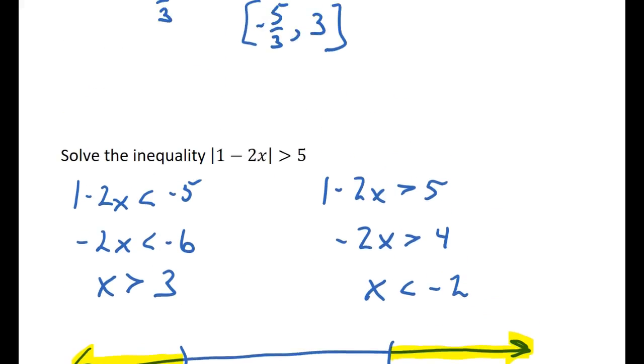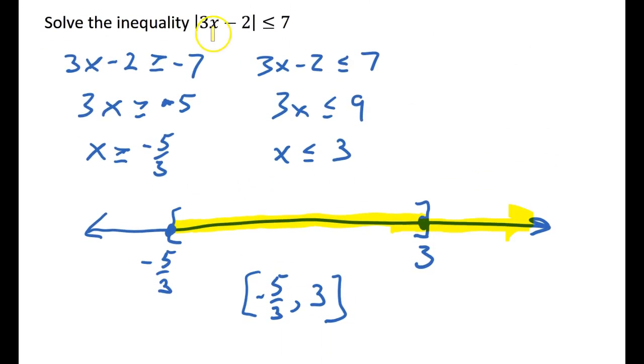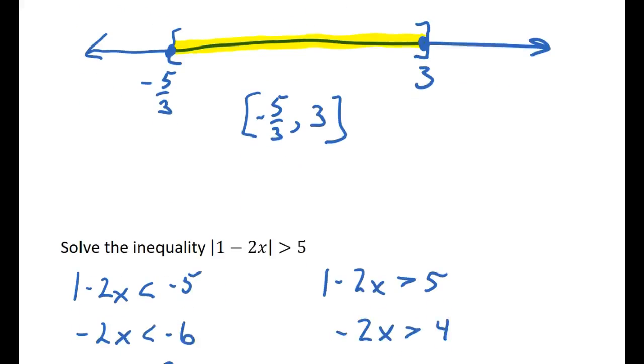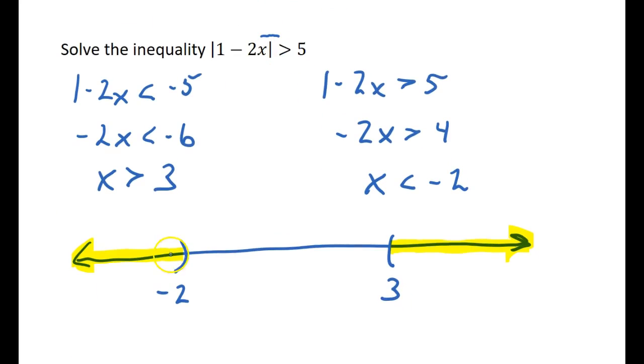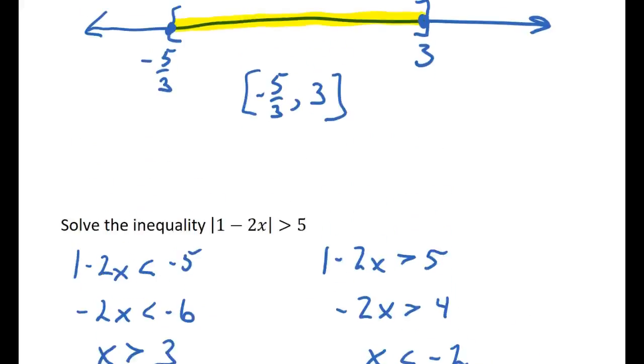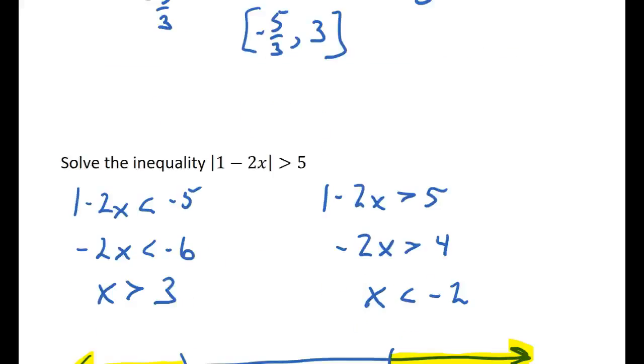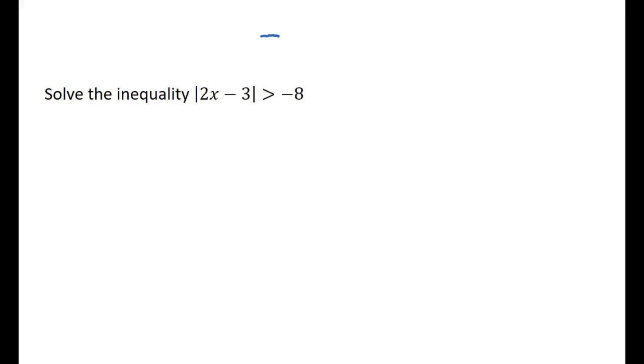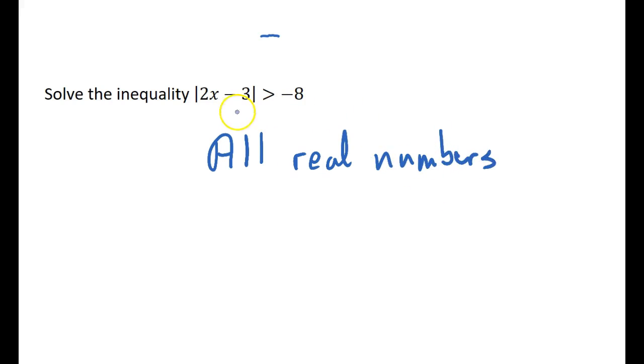So let's take a look at the two different answers we got. When we had an absolute value that was less than a number, we get everything shaded in between. And when we have an absolute value that is greater than a number, we have the shading going in opposite directions. This is called a disjunction, and this is called a conjunction. Okay, one last tricky question here. Solve the inequality. Absolute value of 2x minus 3 is greater than negative 8. This is all real numbers because any absolute value is automatically more than any negative number.